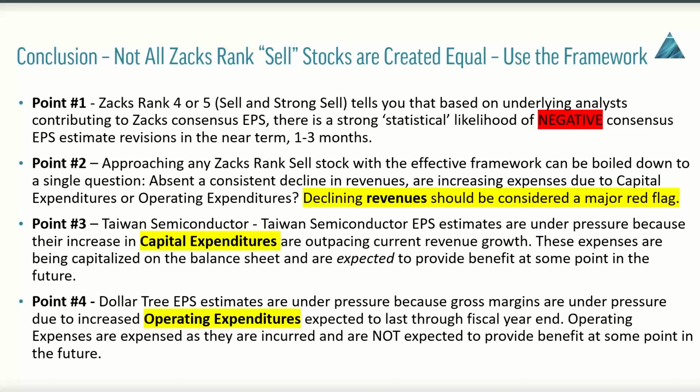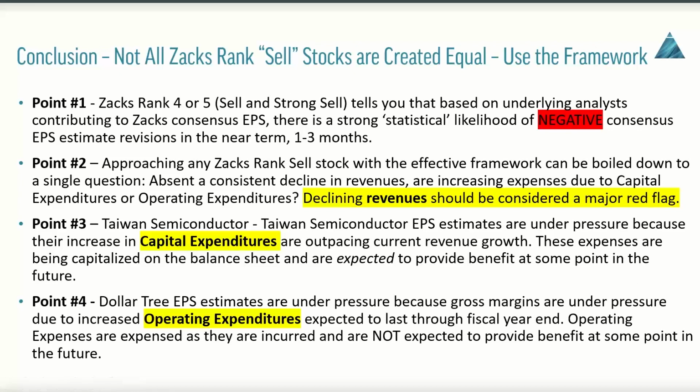approaching any Zacks Rank sell stock with this effective framework can literally be boiled down to one question. So you can literally take that whole page and boil it down to one question, right? And that question is right here. Absent a consistent decline in revenues, right, because that would be disastrous, are increasing expenses due to capital expenditures or operating expenditures, right? So again, declining revenues need to be considered a major red flag.